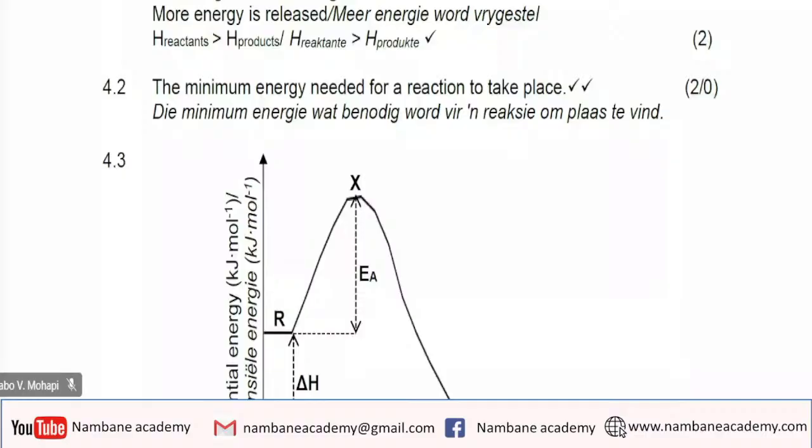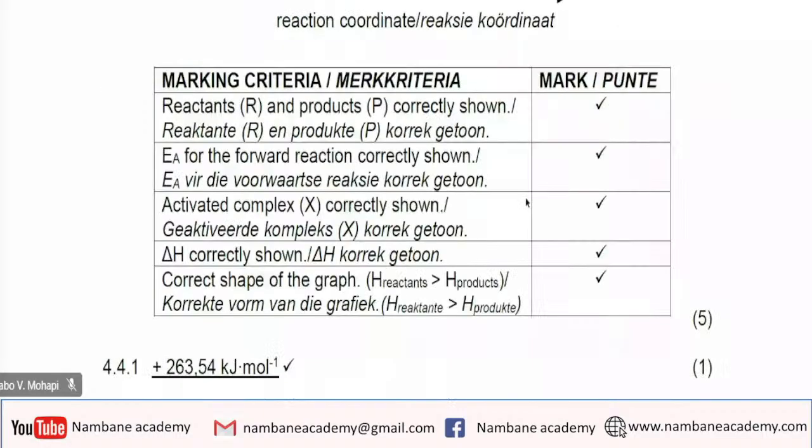If we look at the marking criteria, Moloi, the learners will still get 1 mark for reactants and products. They will still be indicated. And then their EA forward will be larger, so they won't get that mark. It will be larger than the one for the reverse, so they won't get the second mark. The activated complex, they can still get that mark. The delta H, they can still get that mark. So 3 out of 5, they should get. Okay, no, it's clear. Thank you, Dr.